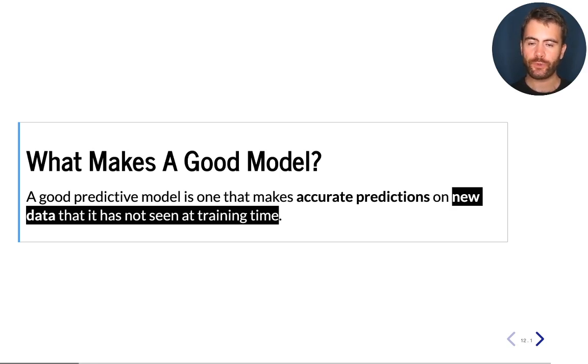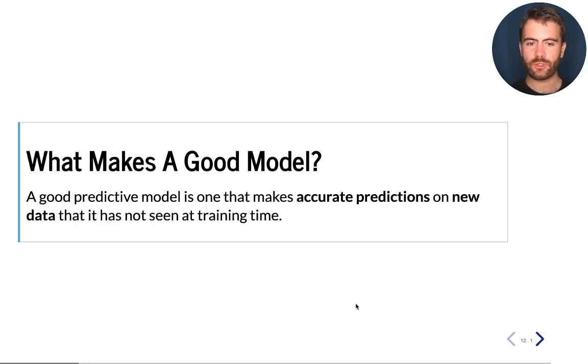This is really important, and this is the ultimate goal of a machine learning system. And this is something that we're going to revisit many times in this course. I think understanding that there's a distinction between the training data and the future data that the model will see is really, really important for understanding machine learning.